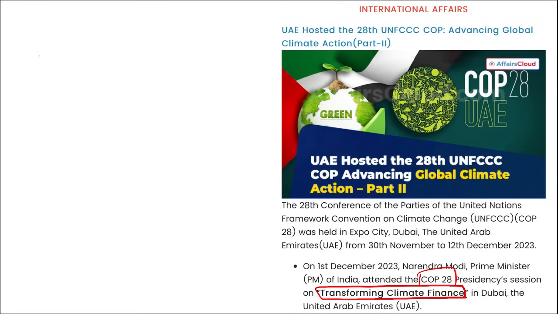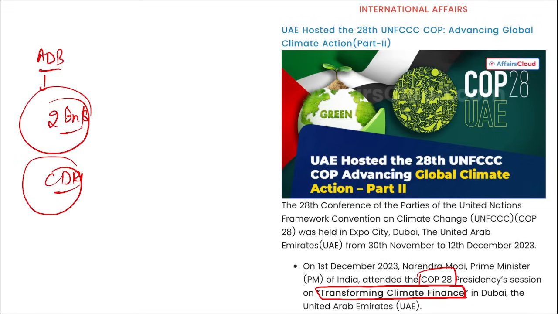Apart from this, on the sidelines of COP28, the Asian Development Bank launched a Nature Solution Finance Hub for Asia Pacific, and they will be investing around $2 billion here. Apart from this, CDRI has also launched a data platform named GRI. So what is this GRI? Global Infrastructure Risk Model and Resilience Index. I repeat, it was CDRI that launched GRI, the Global Infrastructure Risk Model and Resilience Index.